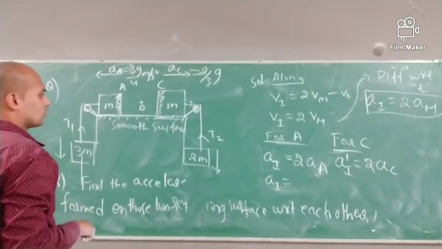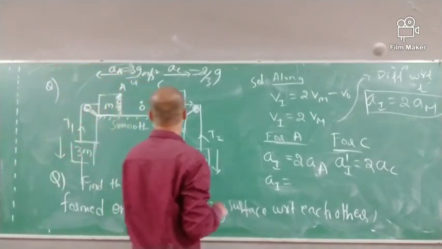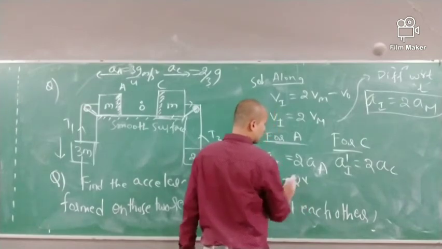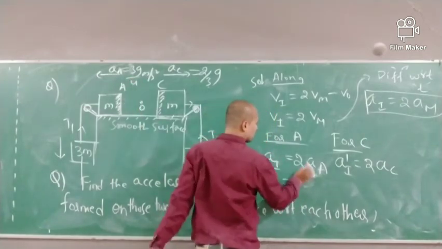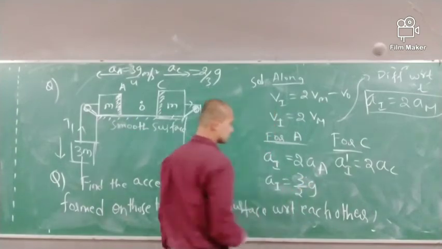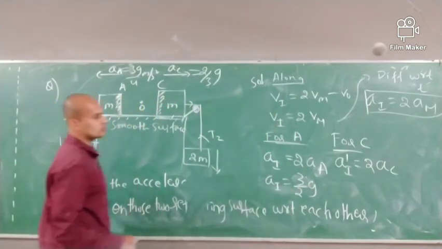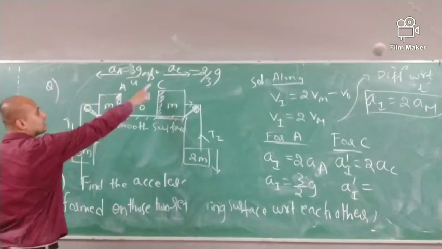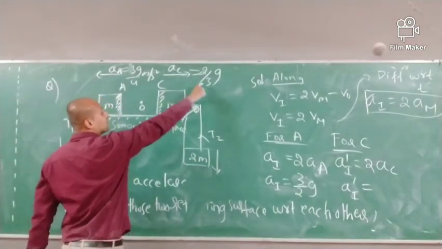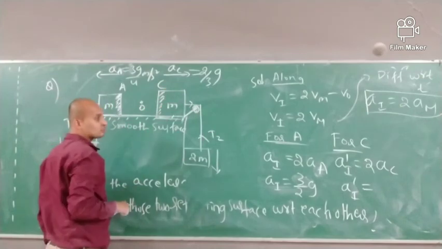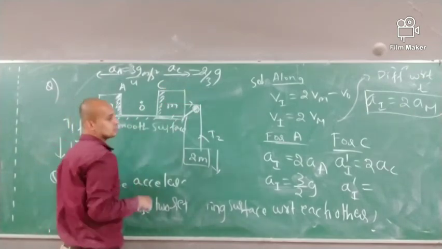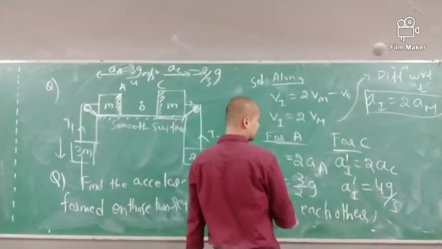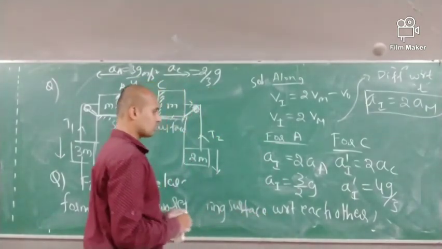3G by 4. I will get 2 into 3G by 4. You will get 3 by 2G. AI dash is the acceleration of the image due to mirror C. How much is it? 2 by 3G. So this will become 4G by 3. This is 3 by 2G, this is 4G by 3. Got it done?